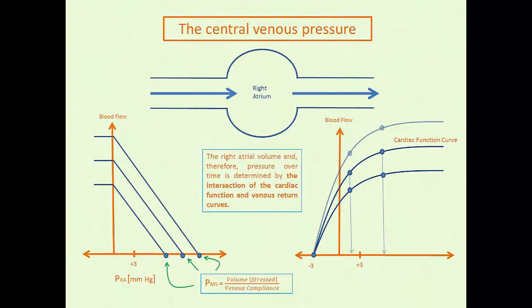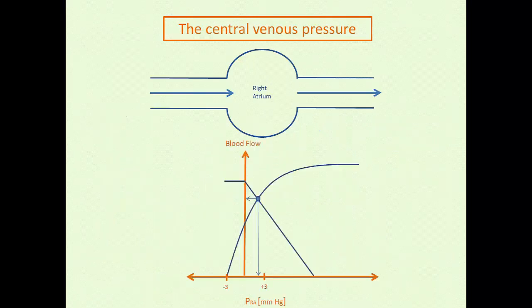And so therefore you can see that the blood volume in the right atrium, and therefore your right atrial pressure or your central venous pressure, is determined by the relative inflow, your venous return curve, and the relative outflow, your cardiac function curve.